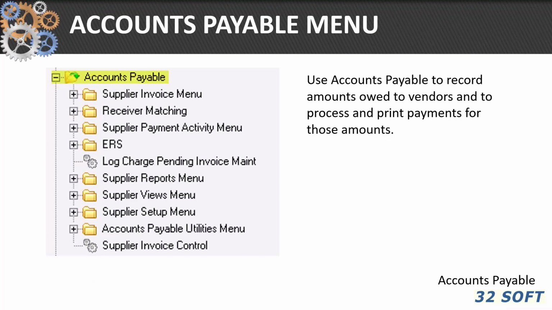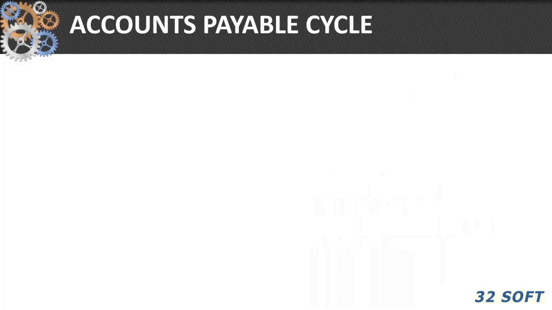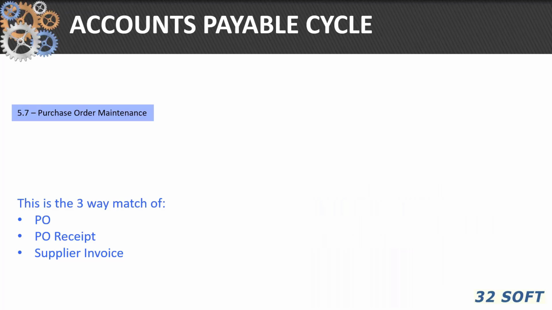Accounts payable is used to record amounts you owe to vendors and to process payments for those accounts. This is one of the more important aspects of any purchasing organization, is to make sure that your suppliers are paid accurately and timely. You want happy suppliers. So the cycle is basically you place the purchase order, and then you're going to go through this three-way match of the PO to the PO receipt to the supplier invoice.